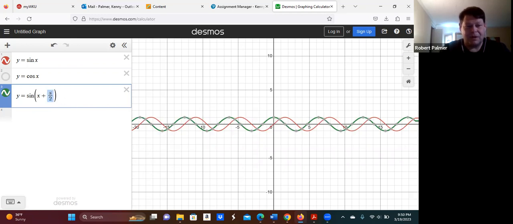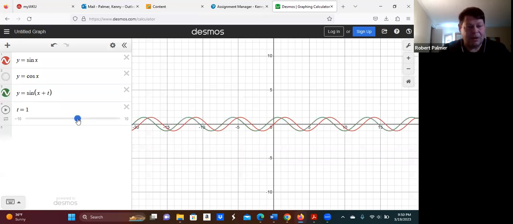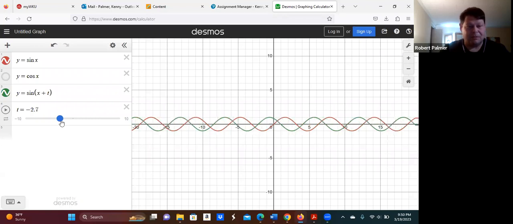So let's make a t and add a slider. Now let's put it at 0. At 0, that's just the sine of x, same as our red graph. Now as I increase it, make it bigger than 0, it's shifting it. As this t is positive, it's shifting it to the left, as you can see. But if it's negative, there's a negative sign right here, it's shifting to the right. It's opposite what you think. Also, notice it's not changing the shape, it's simply shifting it to the right.